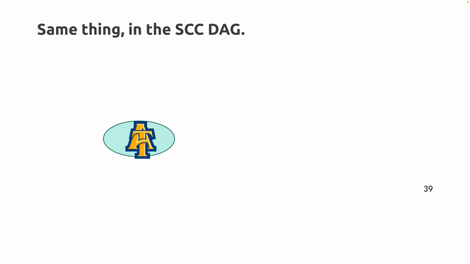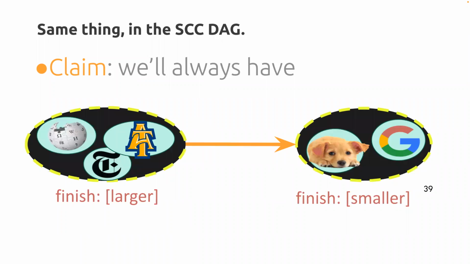Okay, we're going to say the same thing about a strongly connected component DAG. We'll always have that the finish time will be larger for one component. If the graph looks like this, and there's an edge from this component to this component, then the finish time of this component will be larger.